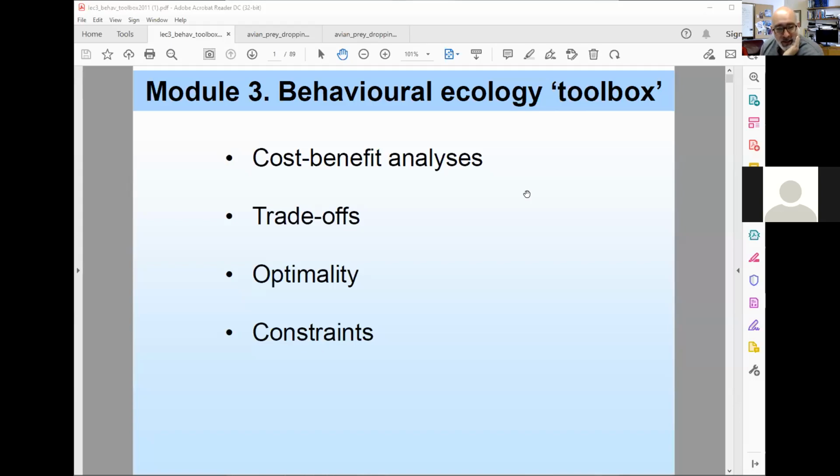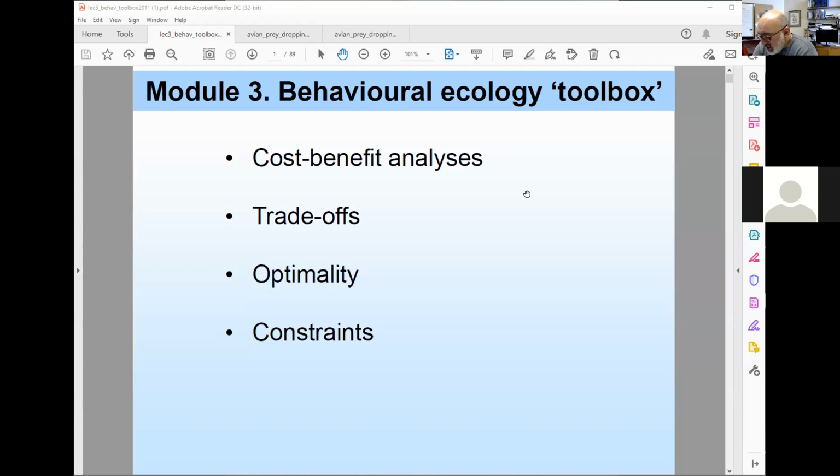Okay, so today starts our third module, and it's basically going to be looking at cost-benefit analysis of behavior. I've titled it here the Behavioral Ecology Toolbox, but there's a series of different approaches used to examine animal behavior that will allow us to assess the adaptive significance of that behavior.